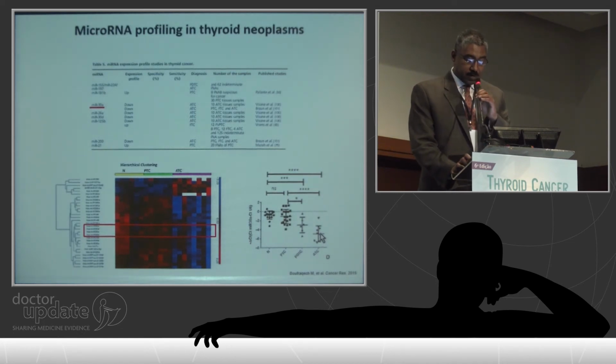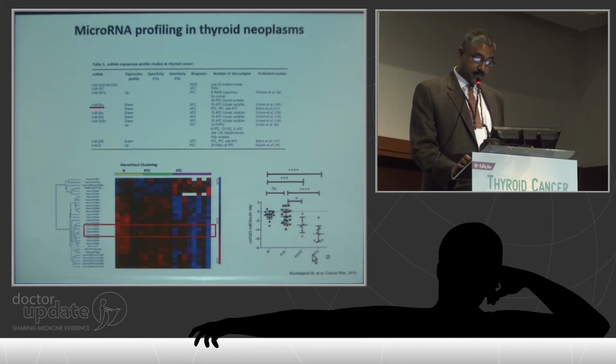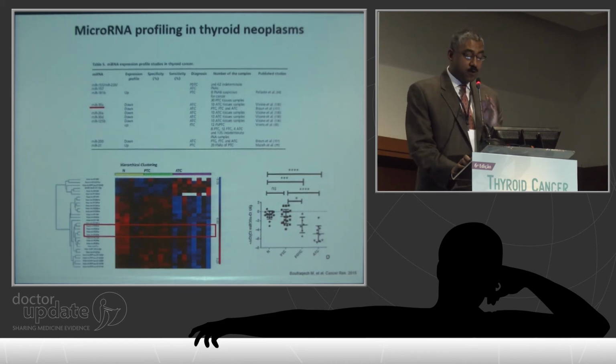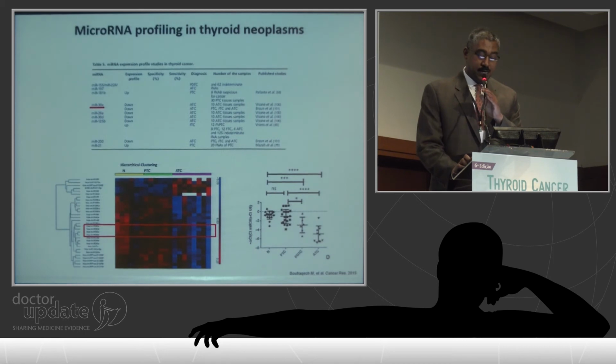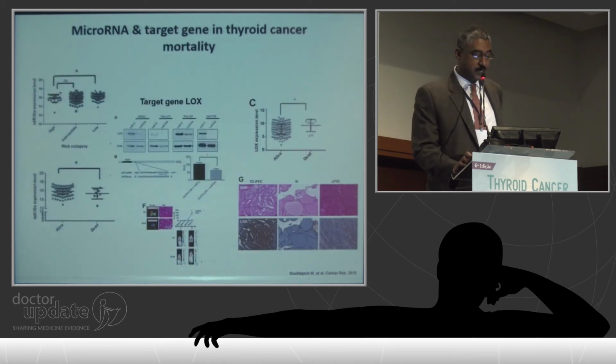So Dr. Bofrikich then went on to independently validate it in a cohort of patients that we operated on. And as you could see, those patients that had poorly differentiated thyroid cancer or anaplastic thyroid cancer had a markedly lower level of the microRNA 30A.